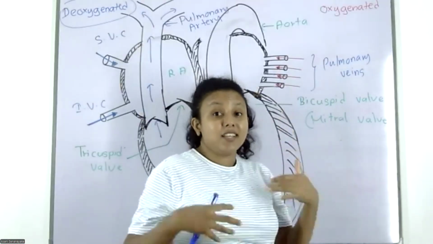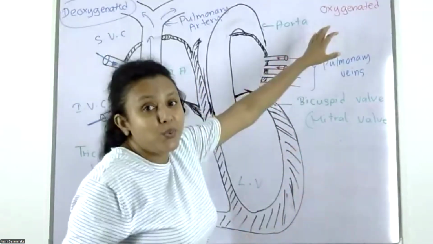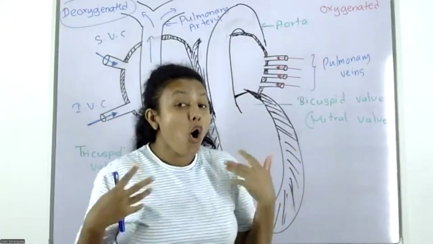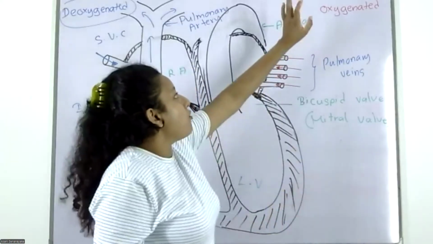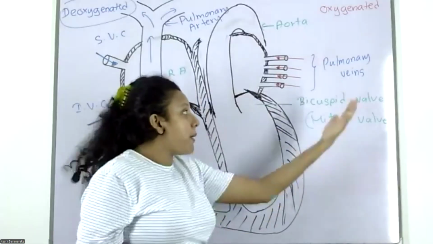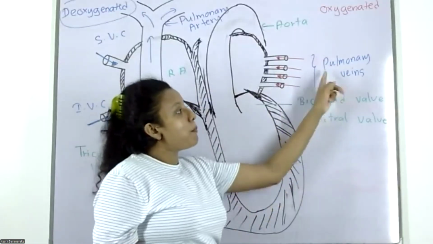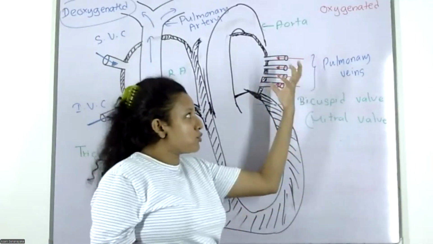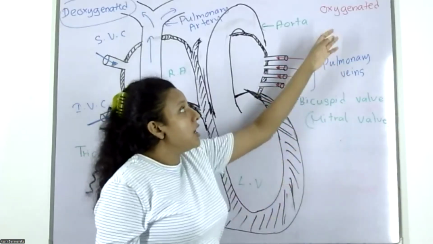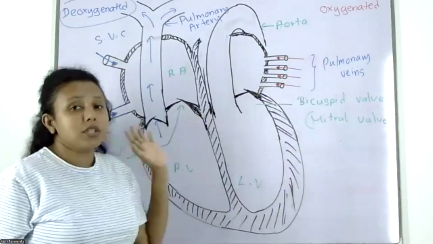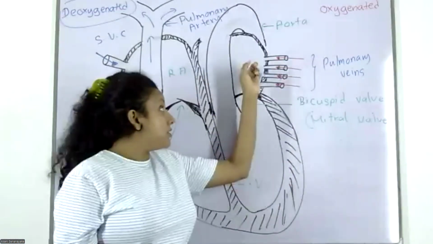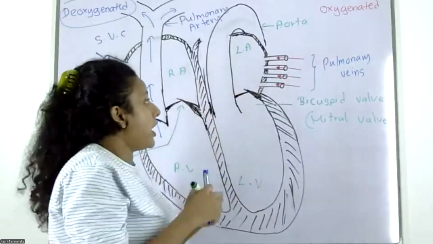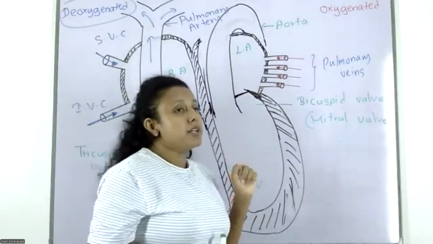So now the blood is modified blood. Modified means a new, fresh version, because now it has more oxygen. We call it oxygenated blood. Now oxygenated blood comes back to the heart through what? Through the pulmonary veins. There are 4 pulmonary veins. Through these 4 pulmonary veins, oxygenated blood comes back to the, what do we call it, left atrium.